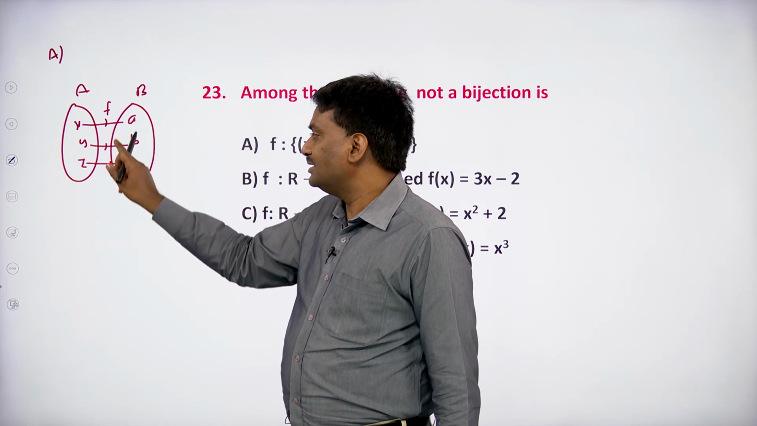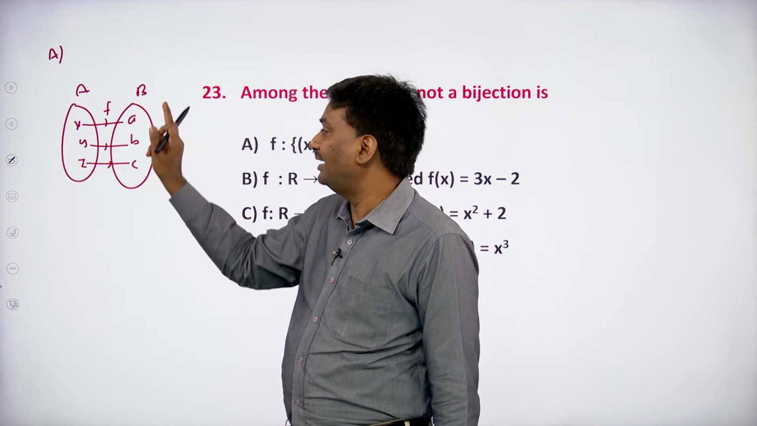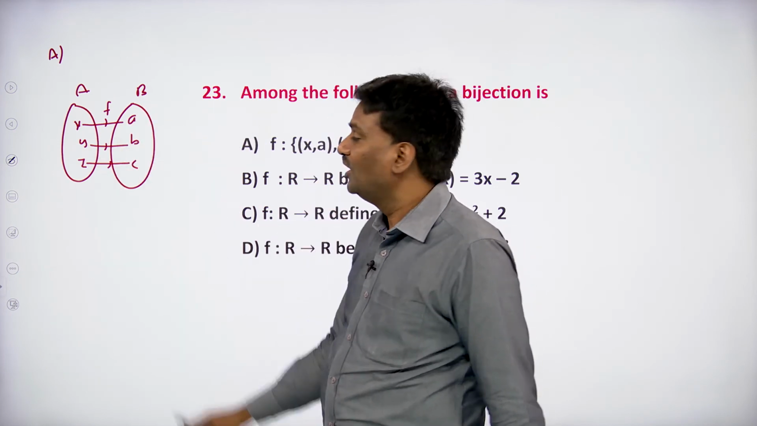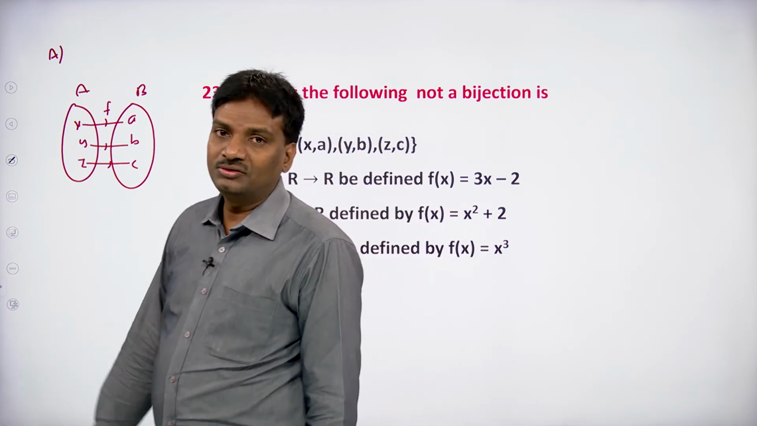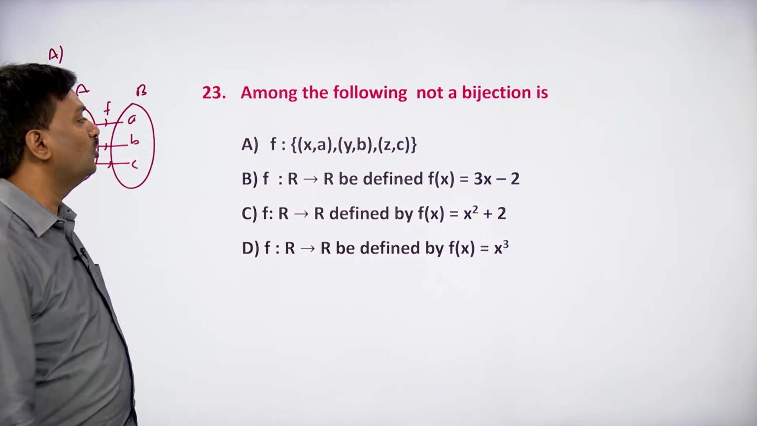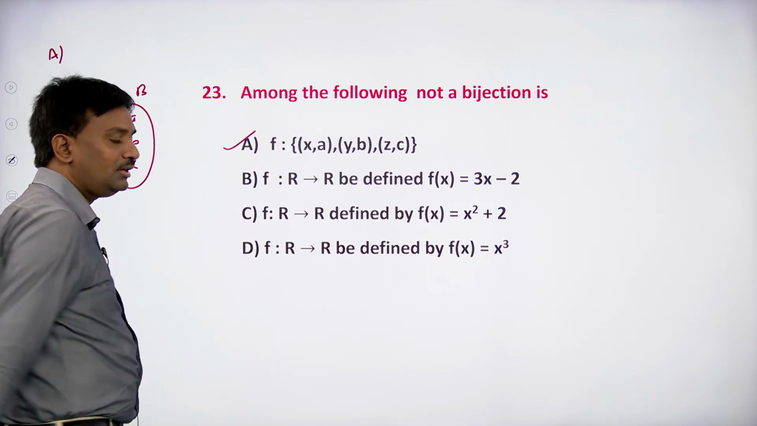Next, the codomain is a, b, c. The range is again a, b, c. So range equals codomain. So this is both a 1-1 and onto function. So option A is a bijection.